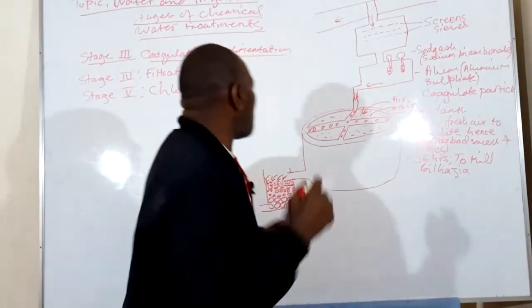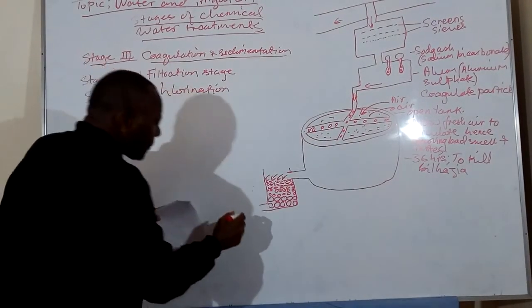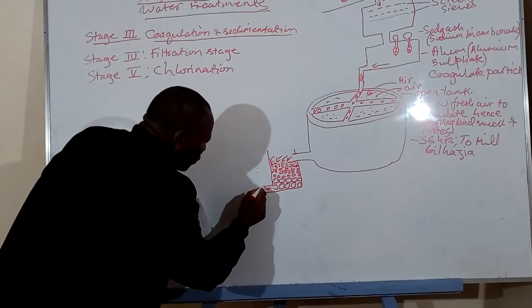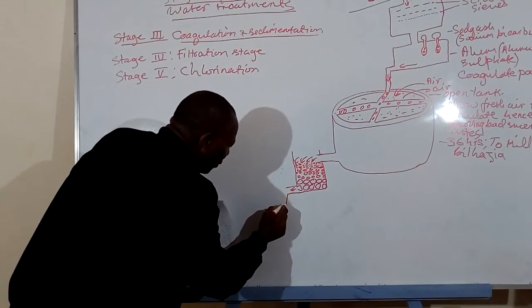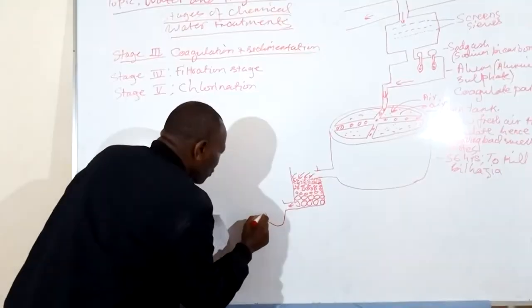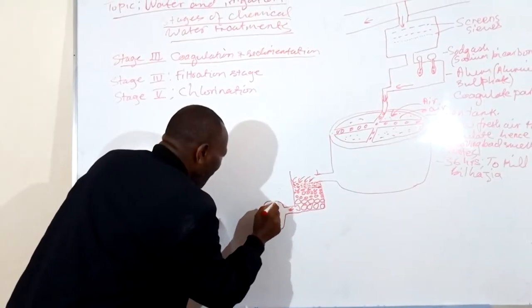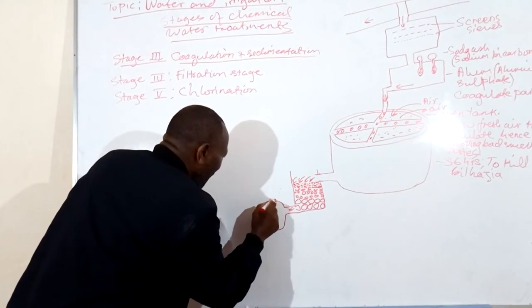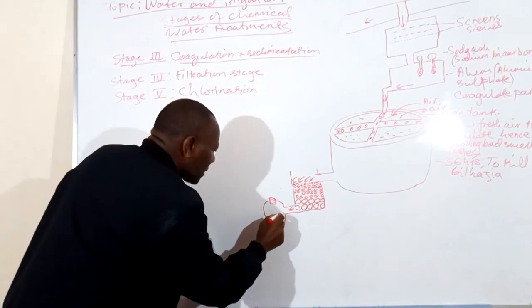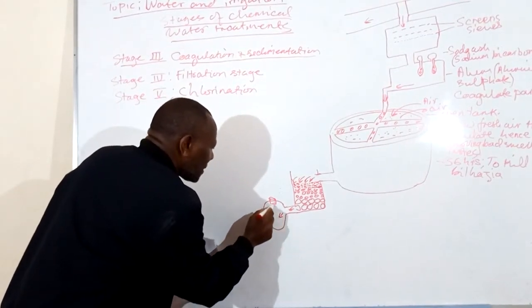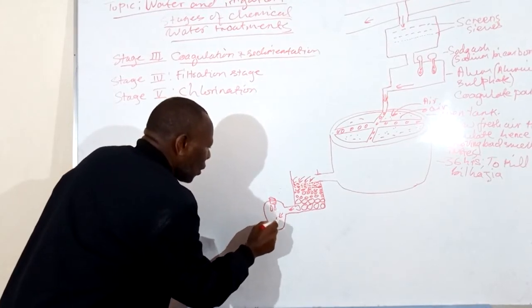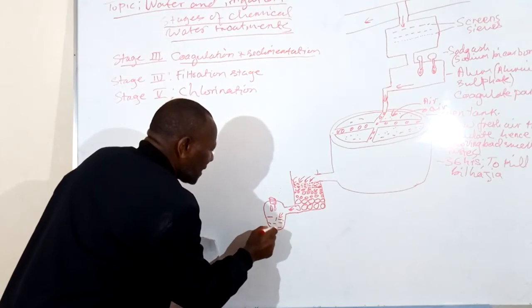And in this stage, from our diagram, the water from the filtration tank usually passes through a very small container here. The container has a cap as a means of opening. And as the water passes, very small doses of chlorine are added in this stage.